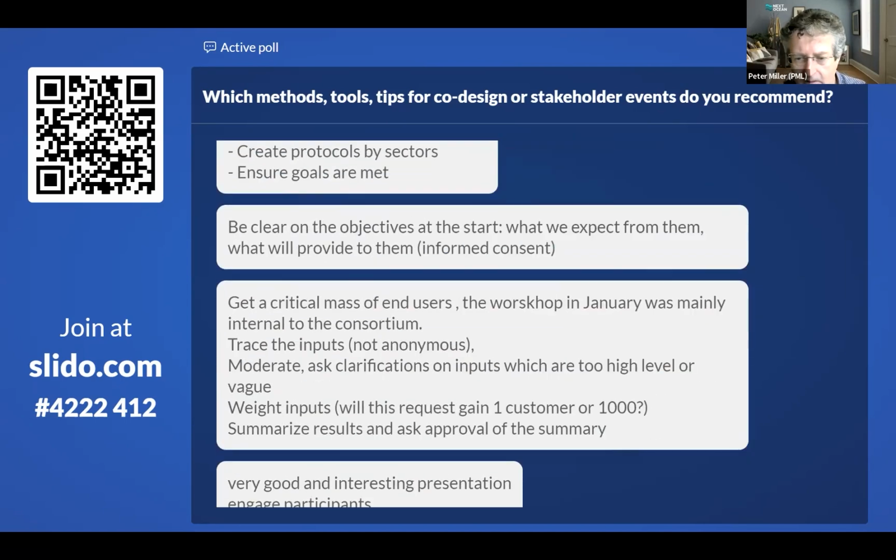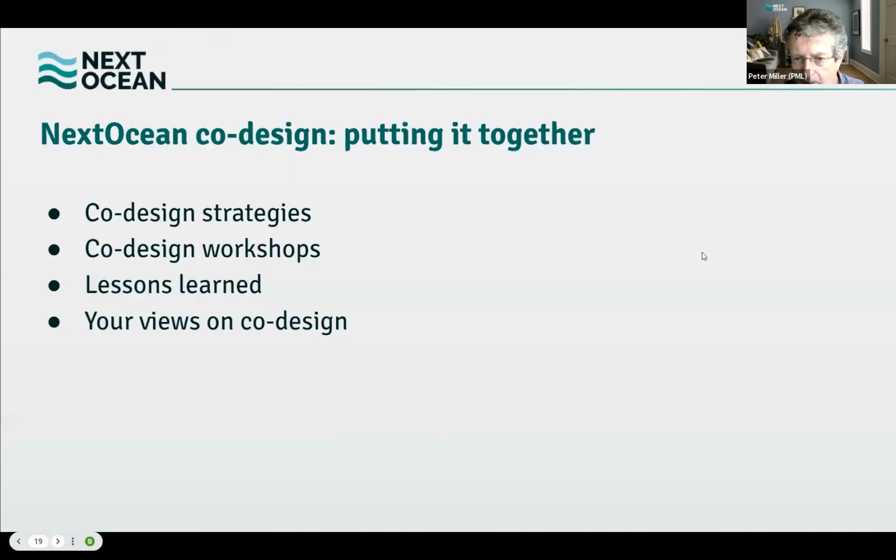So it's been very helpful for me and for the project to get people's views on co-design. Just to summarize, thank you very much. I hope people have got a better idea about the co-design activities that we've been planning and delivering in NextOcean, and I hope you can be participating in that as we move forward towards our NextOcean services. So thanks everyone, and thank you for coming today.